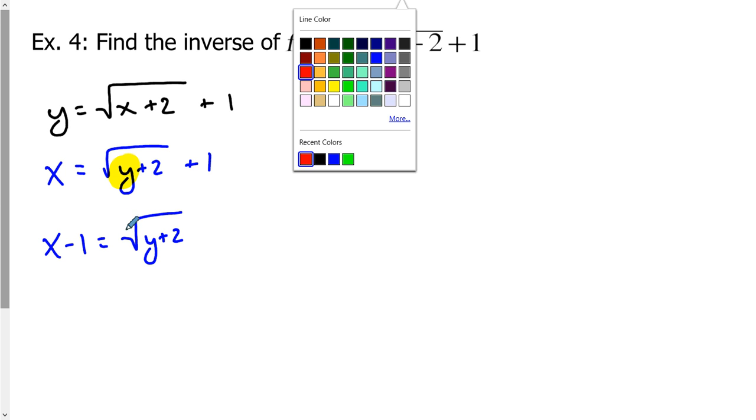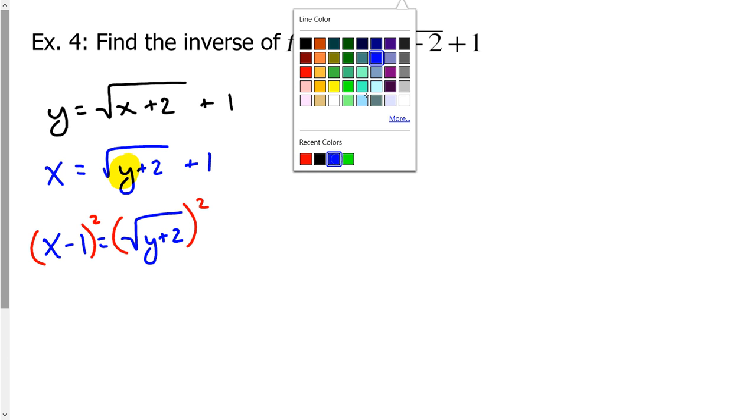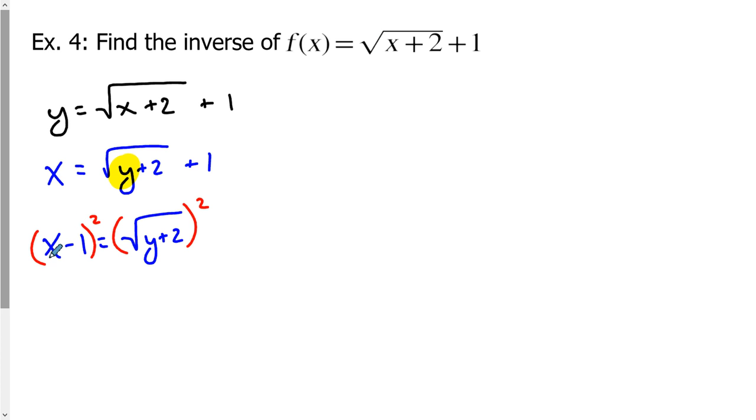Now I'm at a point where I can remove the square root by squaring both sides. But I'm going to tell you all a secret. Just leave this as x minus 1 quantity squared. I'm not going to require that you multiply that out or write it as x squared minus 2x plus 1. Just leave it this way, totally fine. Later on, when we start doing some graphing with inverses, it'll be easier to graph it this way than it would be if it was in standard form anyway.